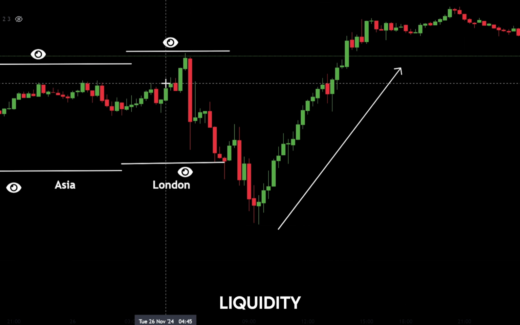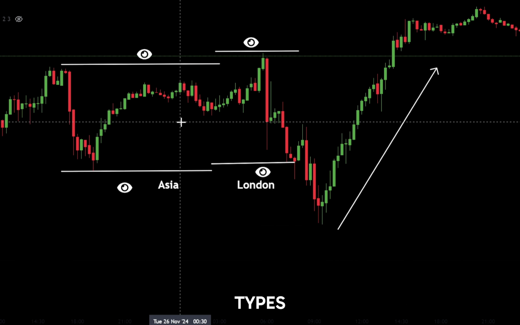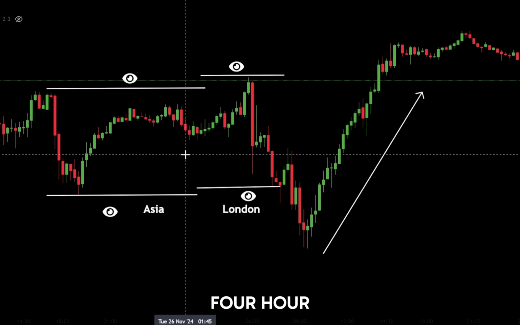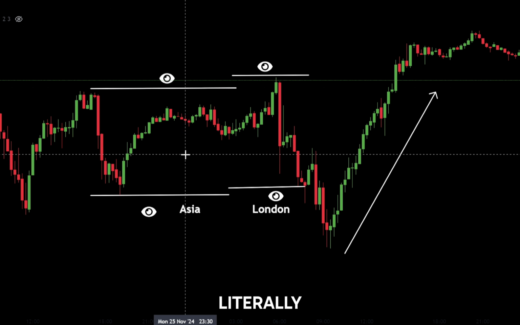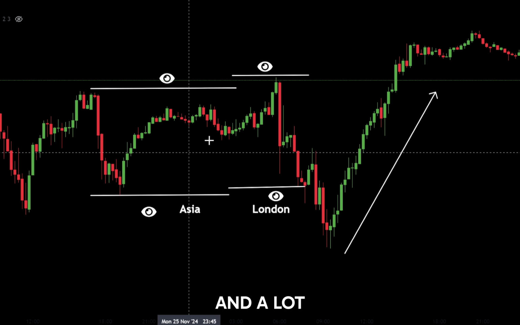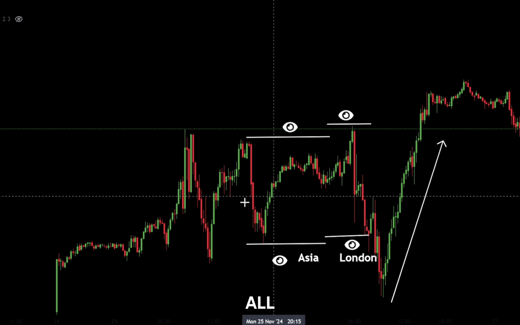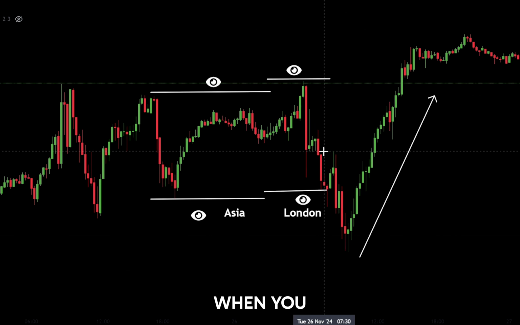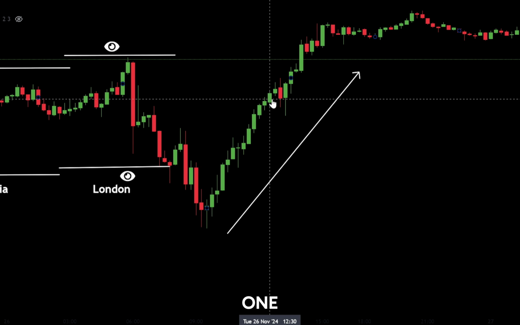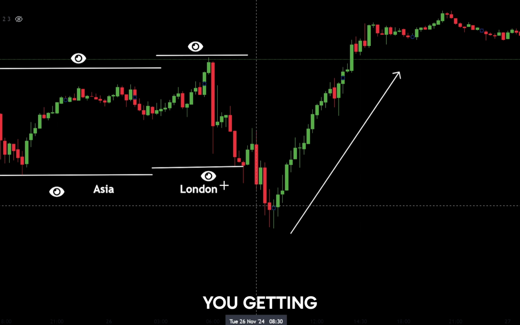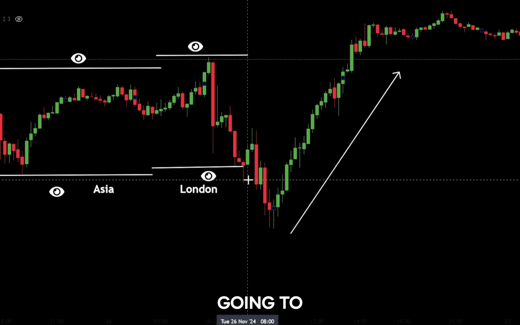Now, when we're talking about liquidity, there are all these different types of liquidity that we can be going over. You have previous day high, previous day low, you have 4 hour, you have 15 minute. There's literally liquidity everywhere. And a lot of beginner traders get confused by this and just draw them all over the chart. But when you simplify it down and focus on one specific area of liquidity getting taken out before you get inside of your trade, you're going to be more likely to become profitable.